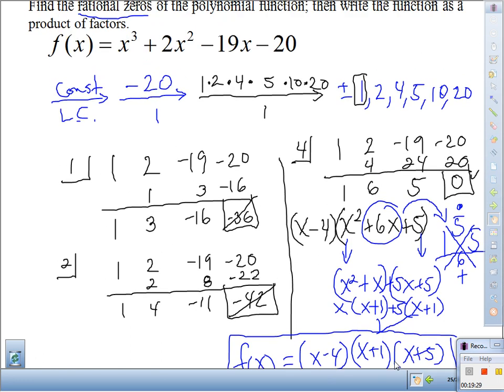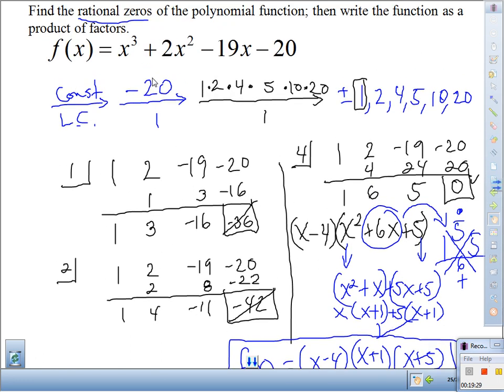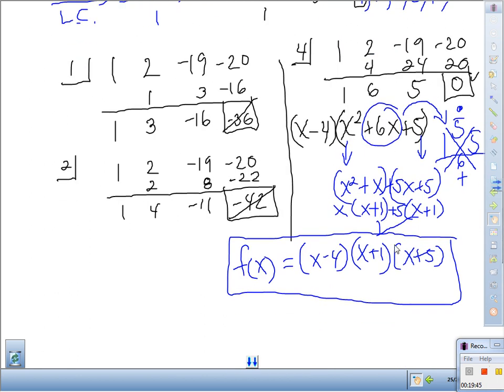All right, what did we start with? Our constant and our leading coefficient. Find all possible factors, and that's our possible rational zeros. We started testing one by one till we found one with a 0 remaining. Once we got that, we got the second part, we factored that, and we found our other 2.